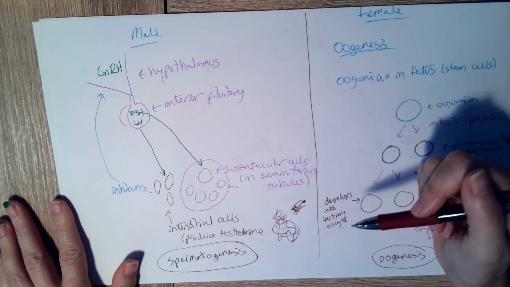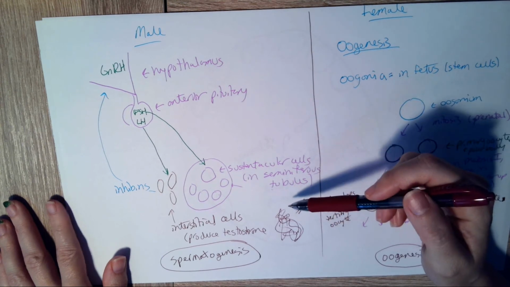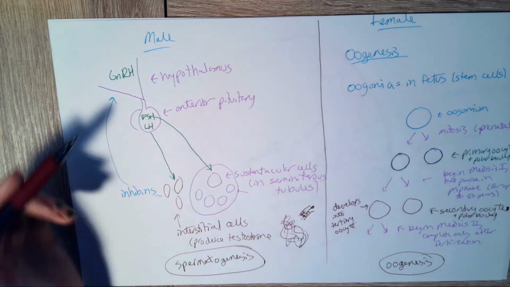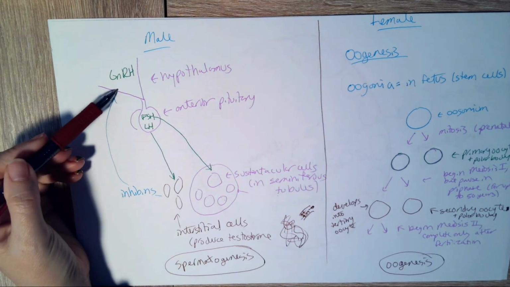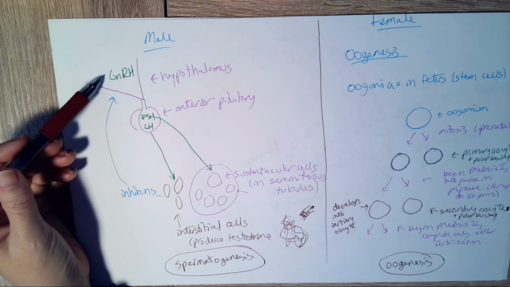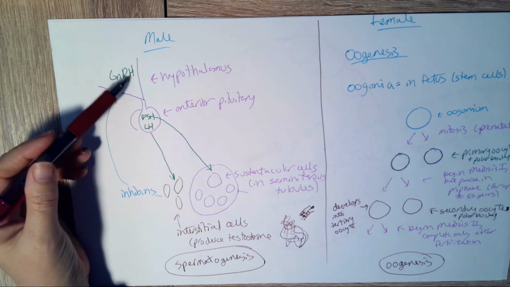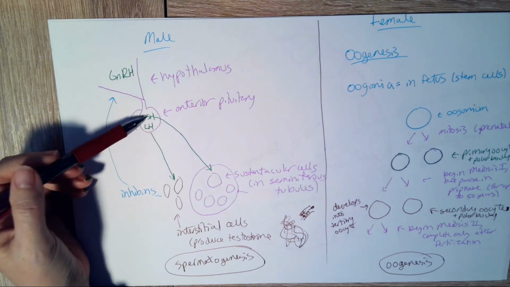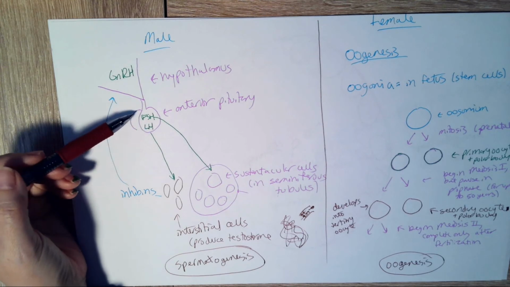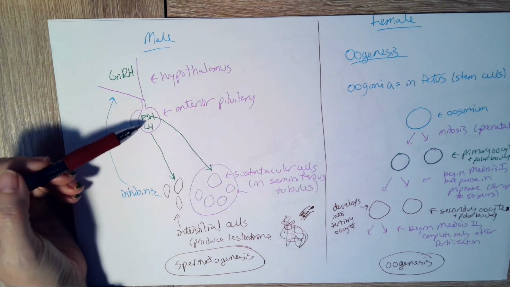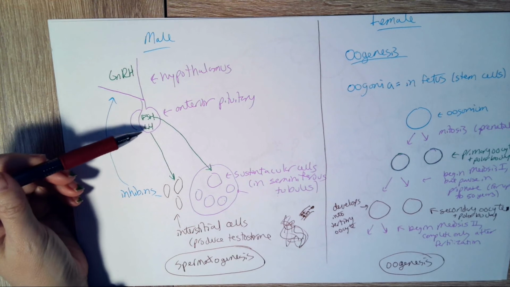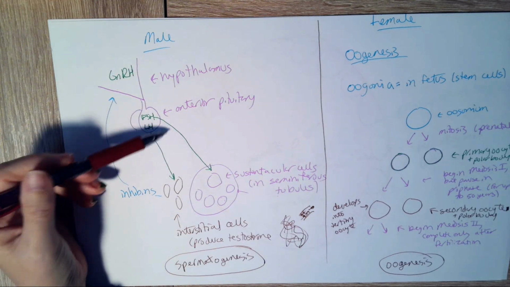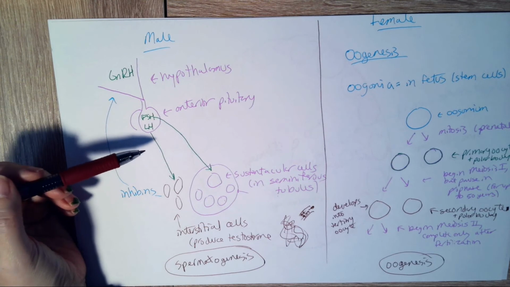Now, the hormones that are involved with the male reproductive system, we need to think about the hypothalamus, which we've already learned. We know gonadotropin-releasing hormone from the hypothalamus goes to the anterior pituitary and causes the production of the gonadotropins. Those gonadotropins are FSH, or follicle-stimulating hormone, and LH, or luteinizing hormone. Those two hormones are going to go to the testes and do two different things.